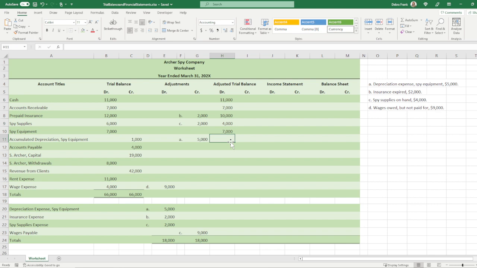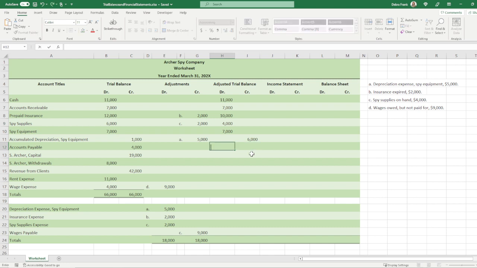All right, here is our accumulated depreciation. It's a contra asset, so think contrasting, opposite. Normally an asset's balance is a debit, but this is the opposite because it's a contra asset. So its normal balance will be a credit. We can see that it already has a balance of 1,000 as a credit, and we're adding an additional 5,000 depreciation. So now we have an ending balance of 6,000 credit, right? Two credits added together and we have 6,000. Sweet. All right, accounts payable, nothing happened to that.